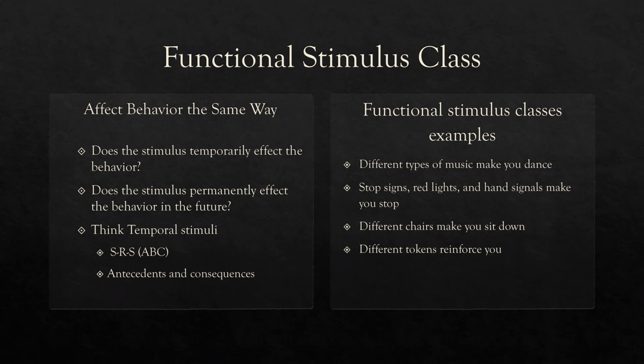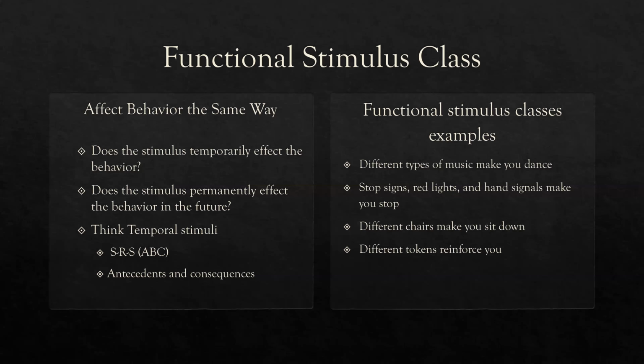When we're looking at different stimuli and how they're affecting behavior, let's ask ourselves, does the stimulus temporarily affect the behavior, or does the stimulus permanently affect the behavior in the future? In other words, think temporally. Think about the stimulus in relation to the behavior that's occurring. What do we mean by that? Well, when we have SRS, stimulus response stimulus, or ABC, we have antecedents and we have consequences. And ideally, we want those antecedents to happen as close to the response as possible.